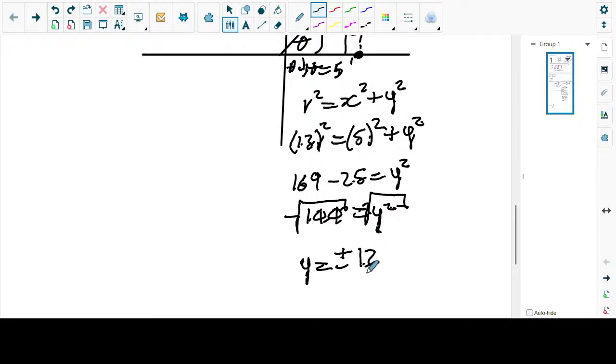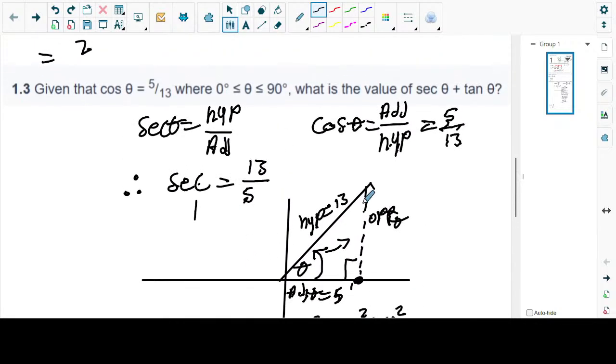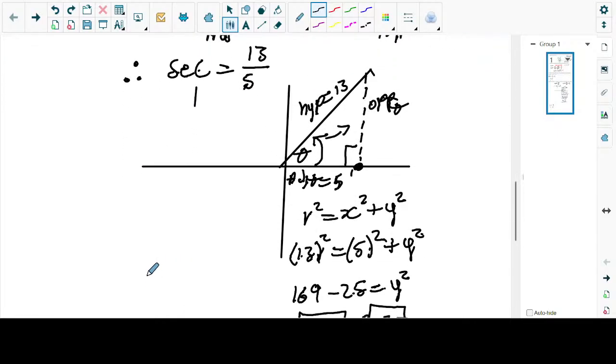Now we're in the first quadrant. What can you tell me about y? Our y is positive in the first quadrant, so we're fortunate again here. Therefore, y is equal to positive 12. Then we can go and finish this. Now we are looking for sec of theta plus tan of theta.